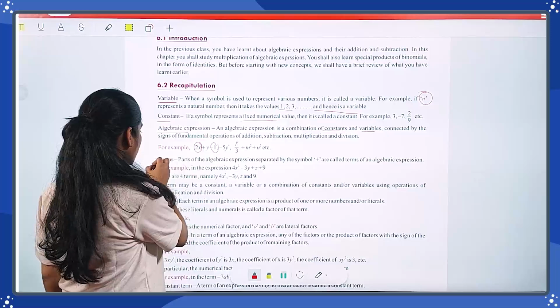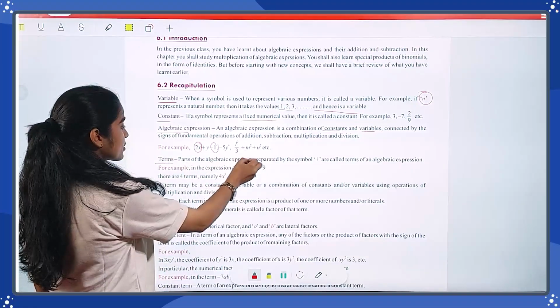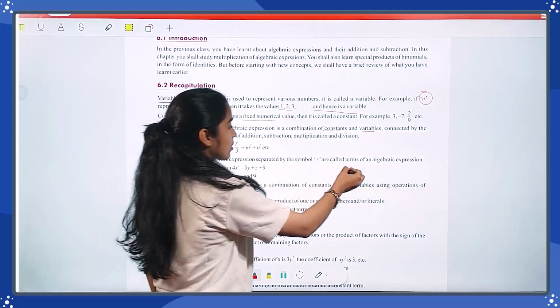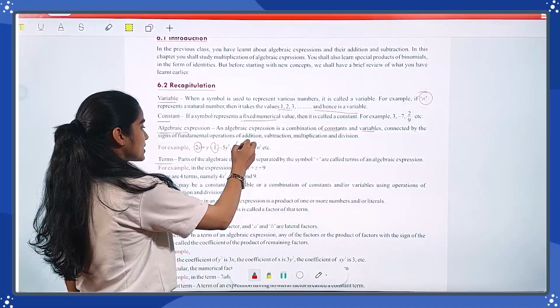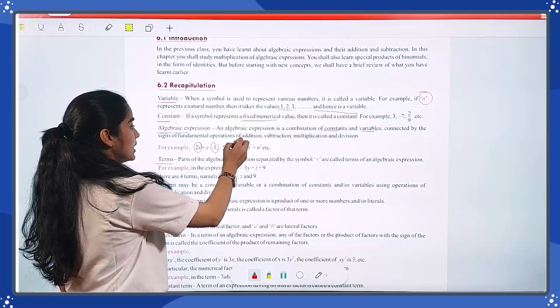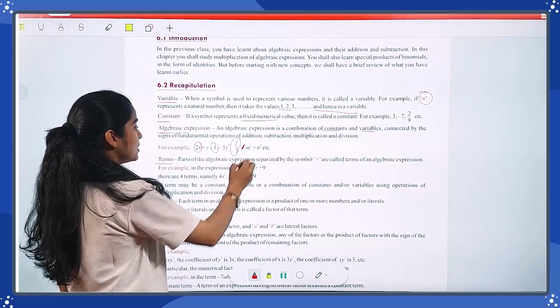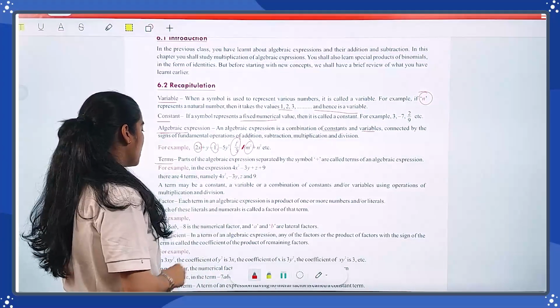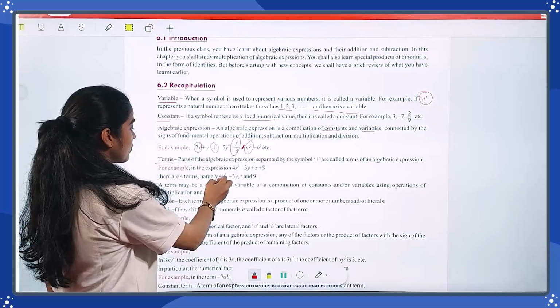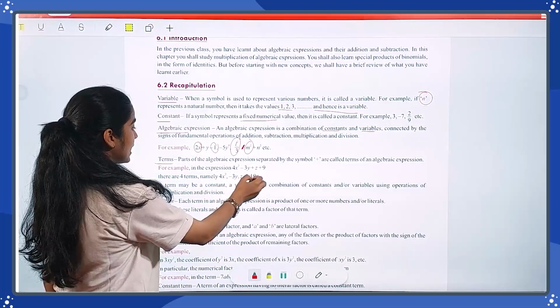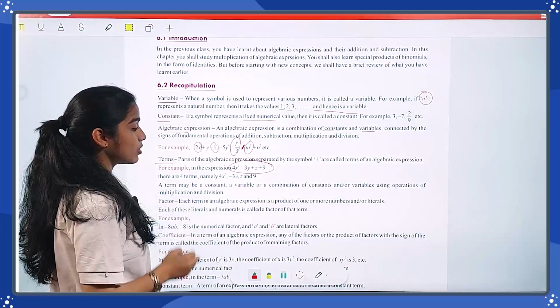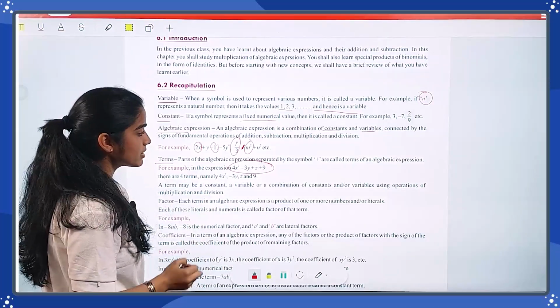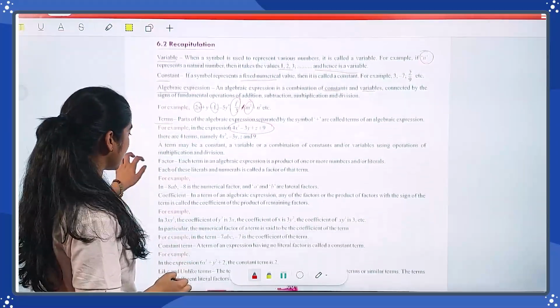Now, terms. Parts of the algebraic expression separated by the symbol plus are called terms of an algebraic expression. If I remove this plus sign from there, it means this is a term for me and this is a term for me. Now, there are 4 terms, namely 4x square, minus 3y, z, and 9 in this expression. A term may be a constant, a variable, or a combination of constants or variables using operations of multiplication and division.